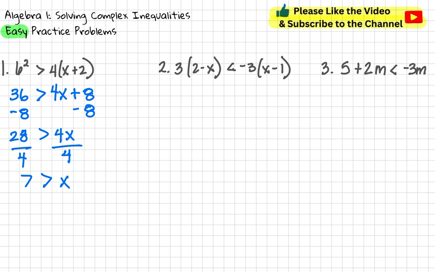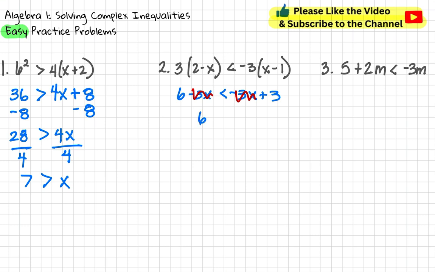For number 2, looks like we're going to be doing some more distribution. So this is going to be 6 minus 3x is less than negative 3x plus 3. Really quick, we don't have to go much further because the variable term on the left and the right are the same. We have a negative 3x and a negative 3x. So we can kind of disregard that. I'm going to make a notation that we're disregarding it because it's the same. And then you bring down everything else and see if it's true.